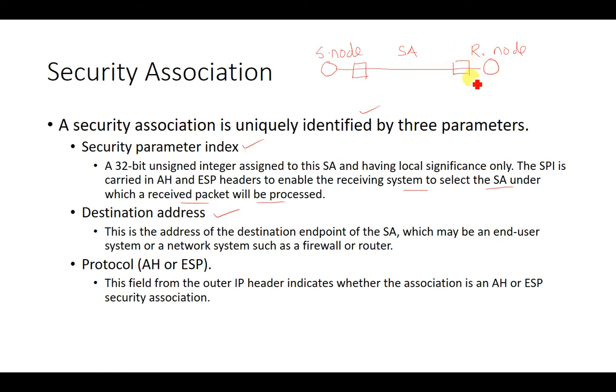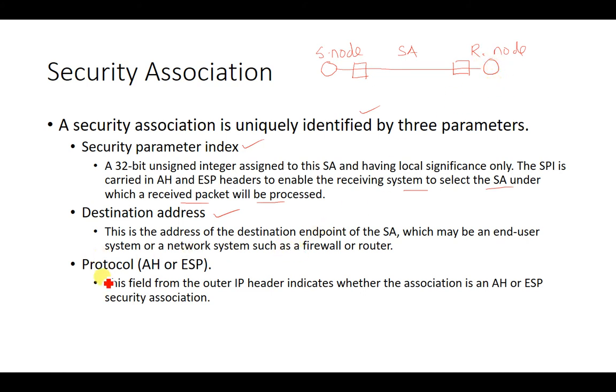When it is the address of this router, or your firewall, that is when we are applying tunnel mode. In tunnel mode, what will happen? The entire packet along with your IP header is encapsulated. So that time the address will be this one. And if it is not encapsulated, only the payload is encapsulated, then the destination address will be the R node's address.